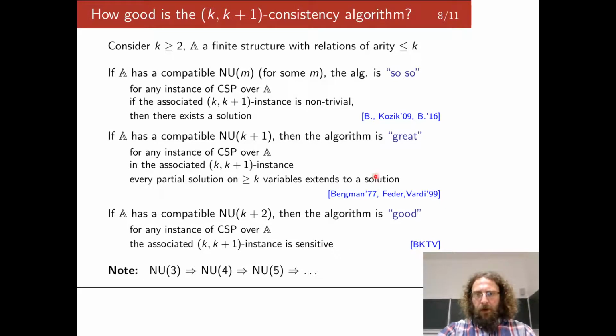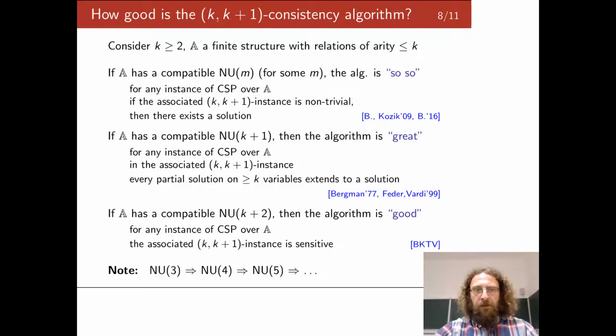A way older result, coming from essentially '77, implies that if A has a compatible near unanimity operation of arity k plus 1, then the algorithm is great, meaning for any instance of CSP over A, in the associated k plus 1 instance, every partial solution on at least k variables extends to a solution.